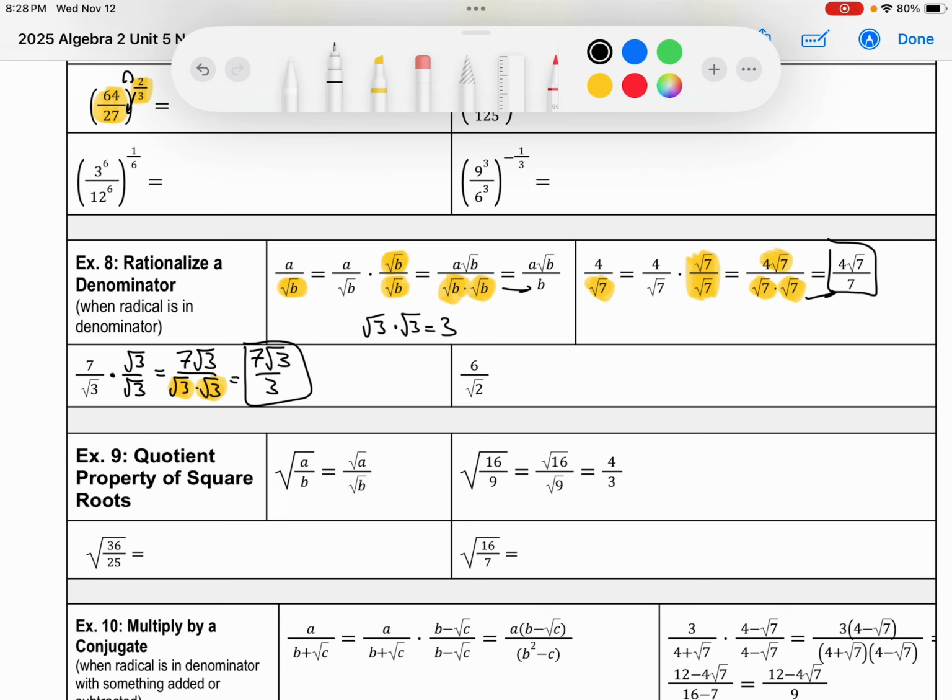Next one, we have 6 divided by the square root of 2. If I want to get rid of that square root on the bottom, I would need to multiply by the square root of 2 over the square root of 2. So this will give me 6 square root of 2. And then when I multiply the square root of 2 times the square root of 2, that will give me just 2 on the bottom. But this I actually can simplify, because I can do 6 divided by 2, and that gives me 3 root 2. And that is all for example 8.